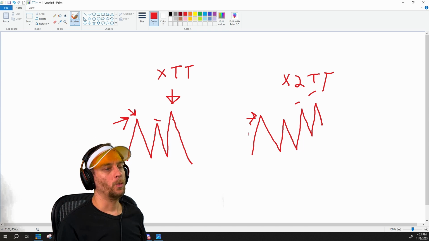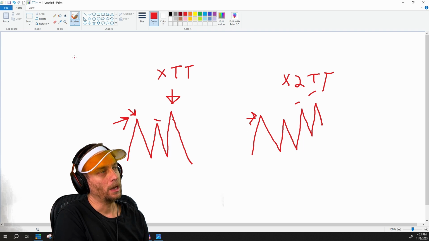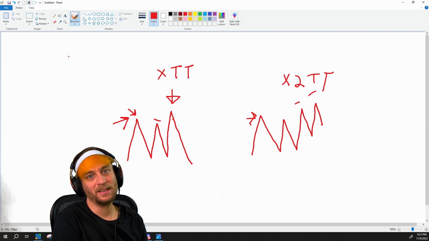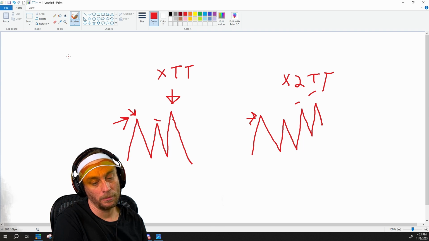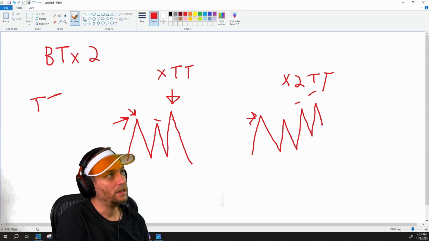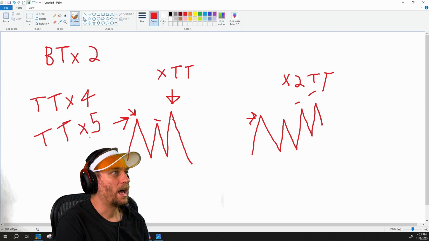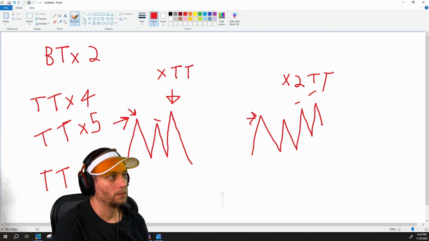Okay, so you're going to see me tagging trades on my Sierra charts. And this is important to understand because you're going to see that in one of the examples today. You're going to see something like this, BTX2. Or you may see TTX4, TTX5, or TTX0.